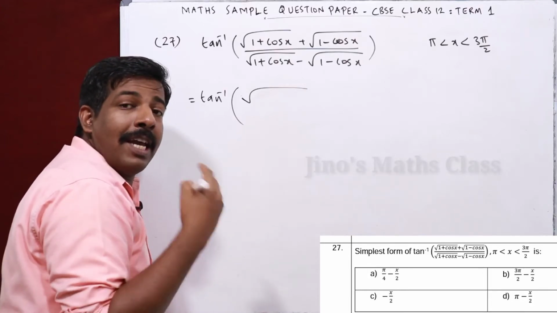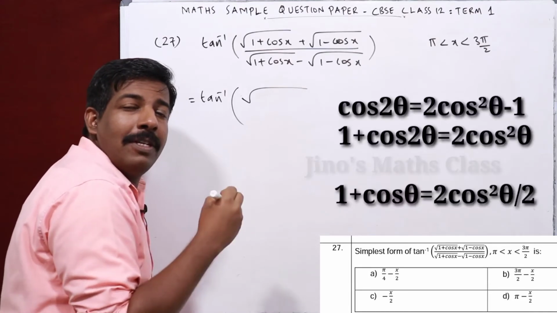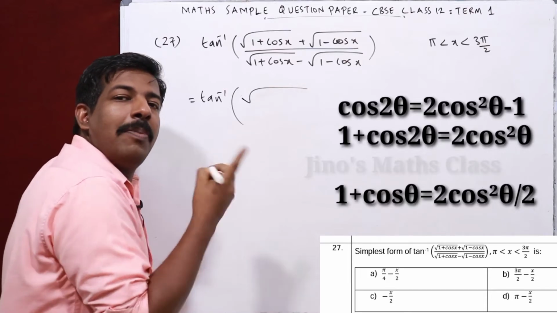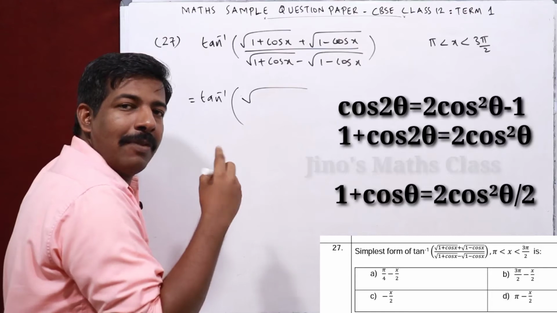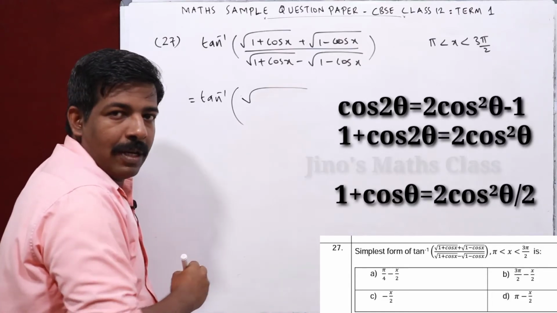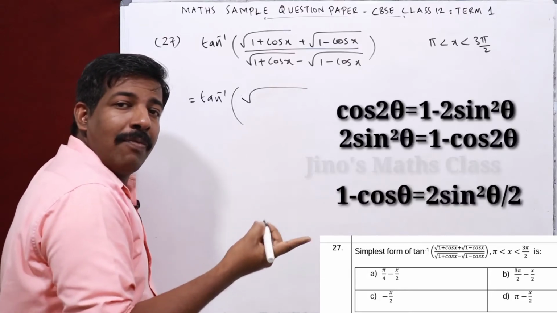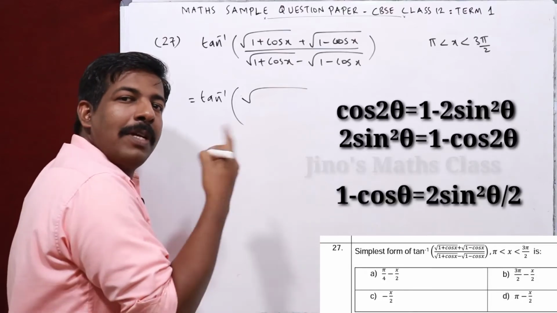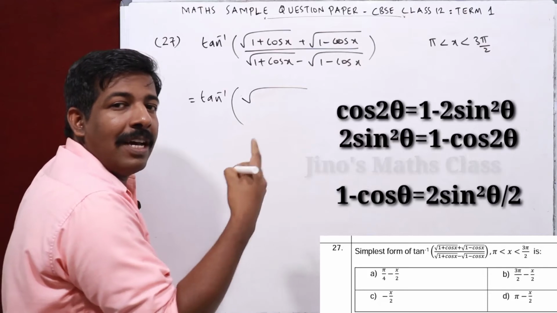These two formulas came from the formula of cos 2 theta. There we know cos 2 theta is equal to 2 cos square theta minus 1. From that we will get 1 plus cos 2 theta is equal to 2 cos square theta. That's why we can say 1 plus cos theta is equal to 2 cos square theta by 2. Now take the formula of cos 2 theta, that is equal to 1 minus 2 sin square theta. From that we will get 2 sin square theta is equal to 1 minus cos 2 theta. So from that we can tell 1 minus cos theta is equal to 2 sin square theta by 2.